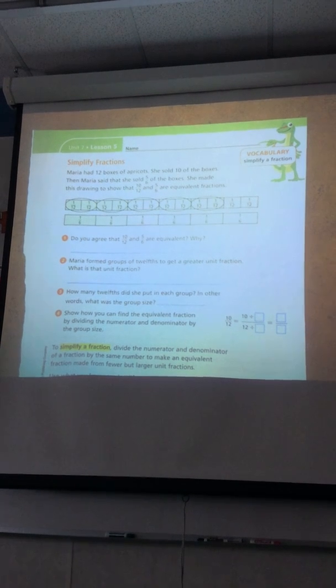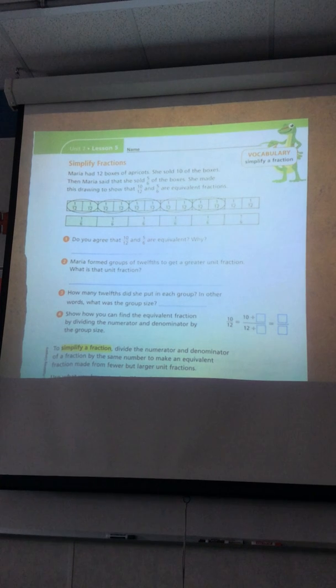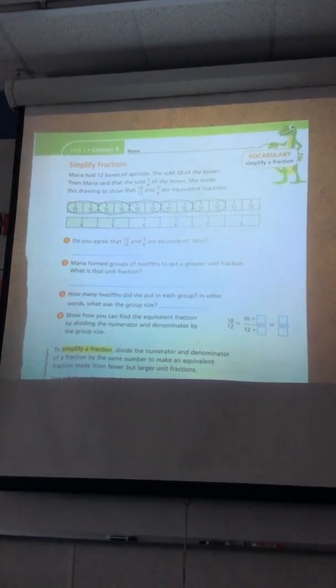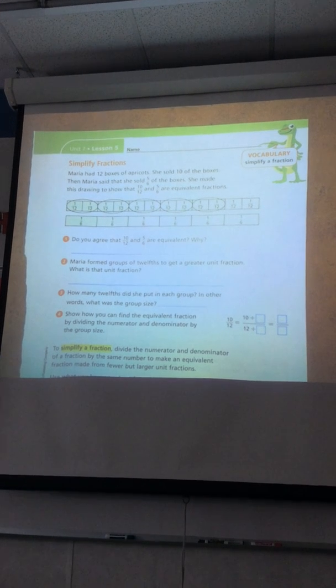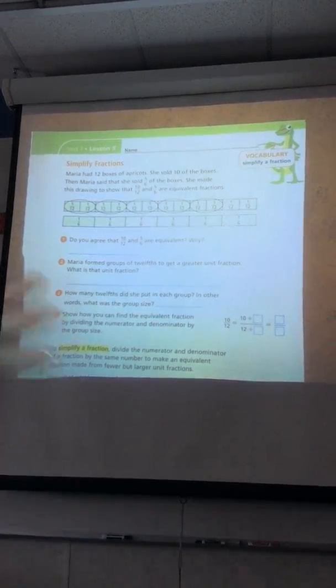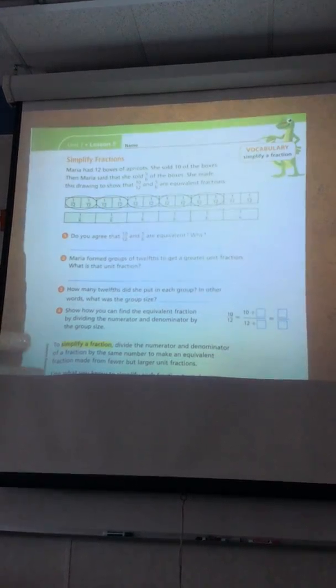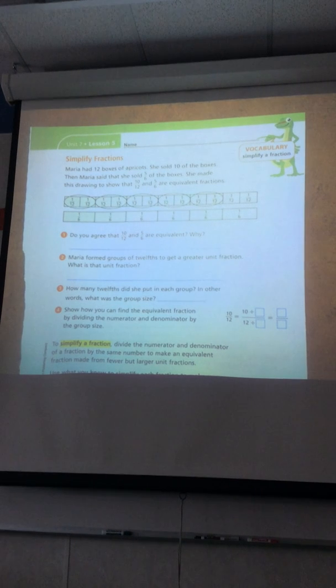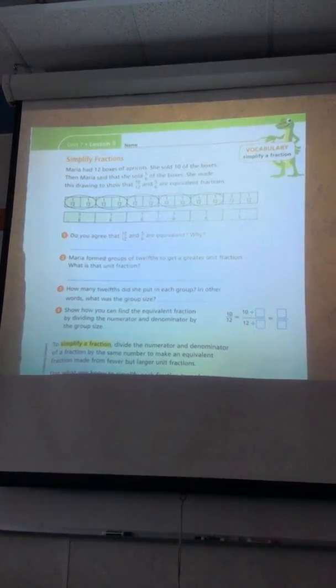Okay guys, today we are going to be doing lesson 5, which is all about simplifying fractions. So I want you guys to think in your head for a second, what does it mean to simplify something? Okay, so when we're simplifying something, it means that we're going to be making it smaller. So there's a couple ways that we can make things smaller. So we know that we can make things smaller by subtraction, we can make things smaller by division.